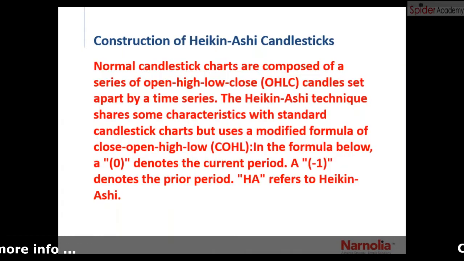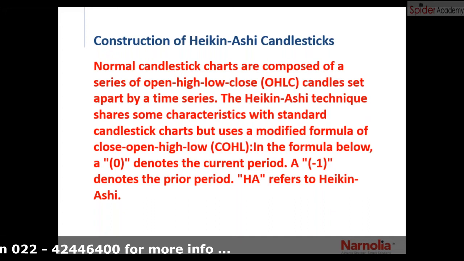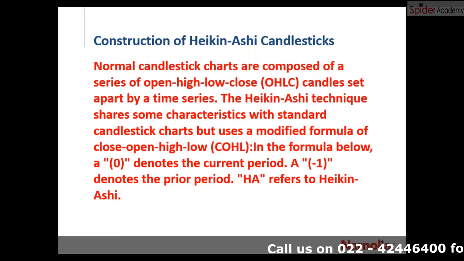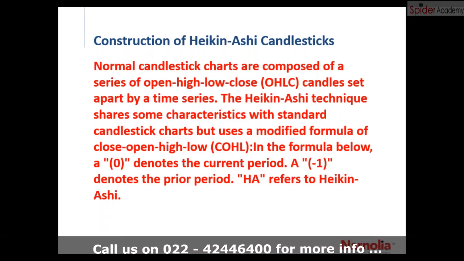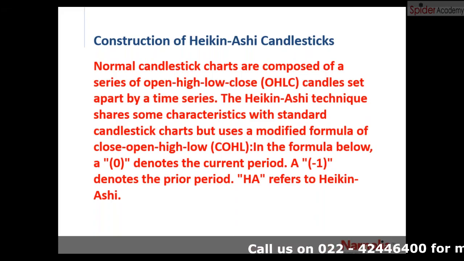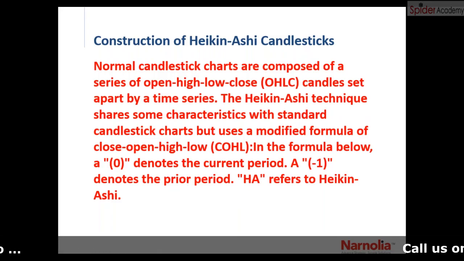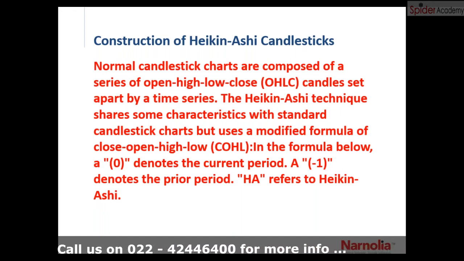Okay. Let's understand the construction of the Heikin-Ashi candlestick. Normal candlestick charts are composed of OHLC. So everyone knows OHLC stands for open, high, low, and close. So we have Japanese candlestick charts. Everyone thinks of OHLC. However, Heikin-Ashi charts are smoother. It is a little bit modified, and the modified formula is more of COHL, that is close, open, high, and low. And we are going to see how it has been constructed.